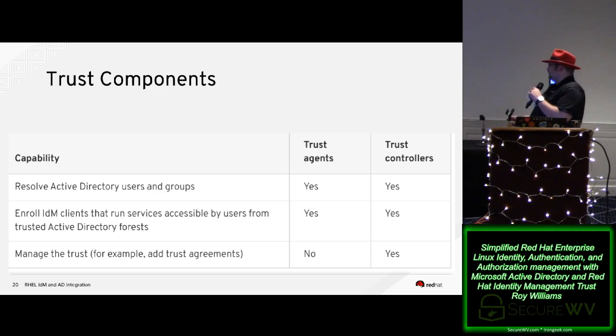The reason for this is the trust controller is able to resolve the users and groups. It's able to enroll clients, but also it's able to manage the trust. So it's able to set up that initial agreement and keep that agreement valid. Whereas the trust agent, while it can see the users and groups and can register systems, it doesn't actually have the ability to manage the trust. So in a small deployment, you don't have to have any trust agents because the trust controller is a trust agent. But in a large environment, you don't have to have every single IDM system be a trust controller. You can have a bunch of trust agents and just a couple controllers managing your trust.